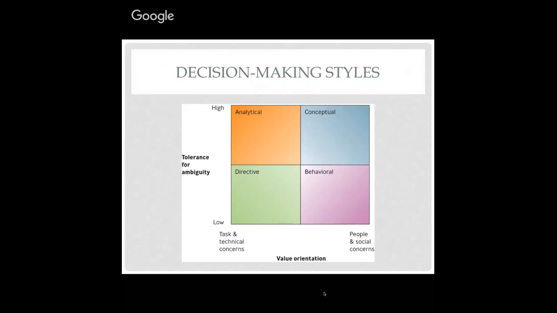Conceptual style of decision maker, finally, these are the people who have people and social concern, and they have a very high tolerance for ambiguity as well. They take a broad perspective to problem solving. They like to consider many options and future possibilities. They're very creative and intuitive, but what's the problem with them? Just like the analytical style, they can be indecisive because they have a high tolerance for ambiguity. They keep waiting for more information.